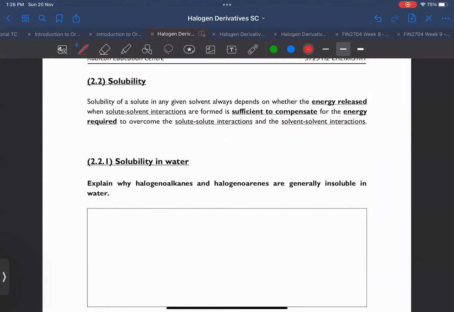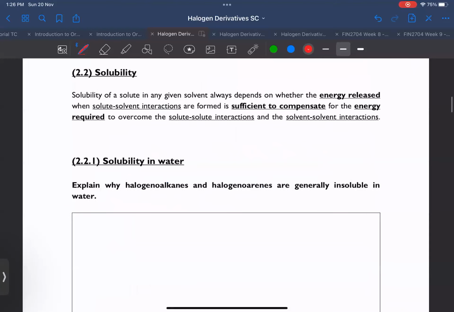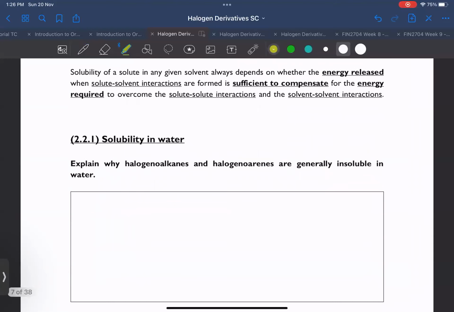You should already know how solubility works generally, but I'm just going to draw in a diagram as well. Most of the time, you're not asked to predict whether something is soluble or not, unless it's something very obvious. But let's look at this. They say they're generally insoluble in water. Again, I like to draw in this diagram. I suggest you do too.